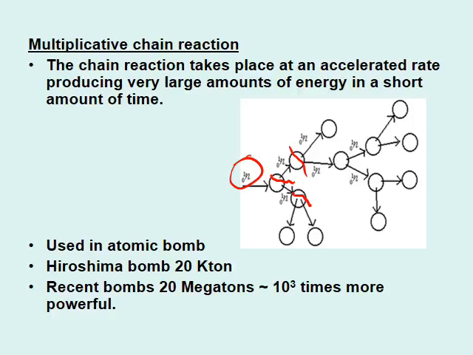And each time fission reaction happens, quite a bit of energy is given off. So in a multiplicative chain reaction, huge amount of energy is given off within a short amount of time. And that's the explosive reaction that would take place. It would go on in an uncontrolled manner. And this is used in atomic bomb. Hiroshima bomb was about 20-kiloton bomb, but recent days bombs are 20 megaton, about 1,000 times more powerful than Hiroshima bomb, Hiroshima and Nagasaki bomb dropped in Hiroshima and Nagasaki in Japan.